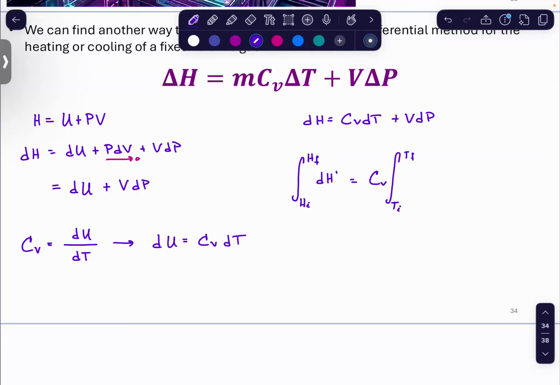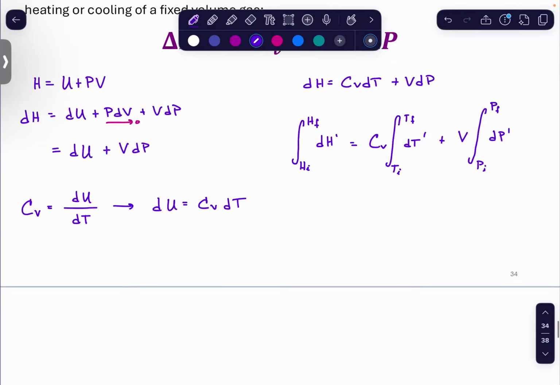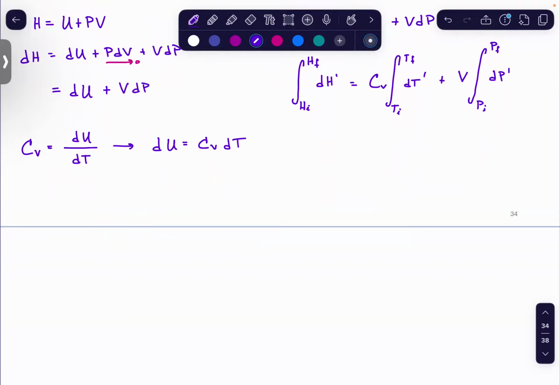T initial to T final, dT. Your volume is a constant, so it comes out in front of your integral. Initial pressure, final pressure, dP. Okay, so when we solve those, the integral of a differential, we are going to get what's inside our differential back, evaluated at the limits.